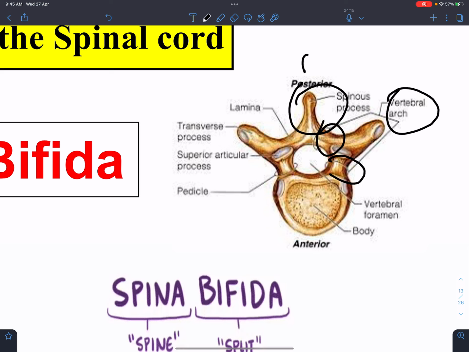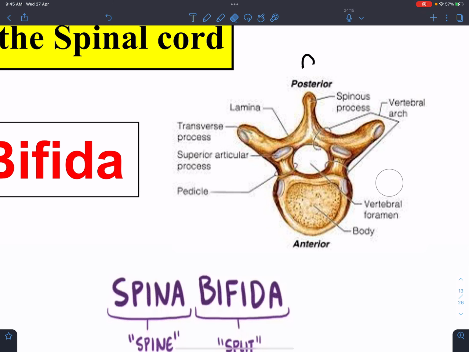And this is again from posterior view. And if you bend forward, you can feel in a skinny person his spinous process. So this spinous process is meant to keep the spinal cord, all right, from bulging out. Okay? Keep it in the vertebrae.